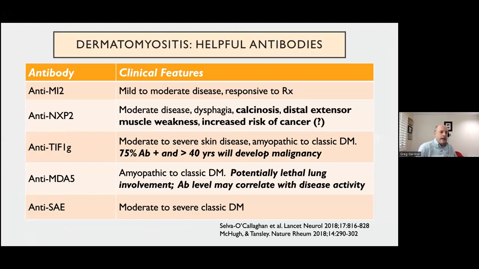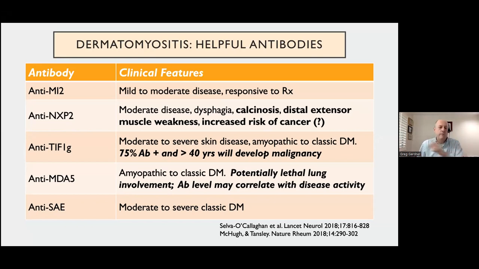All right, here's some antibodies. Again, just to keep in mind, the three that I want you to really remember are in the middle there. So the Mi2, you know, is part of the myositis panel and usually suggests milder disease. NXP2, you can get some distal weakness in these patients. You get calcinosis and you get increased risk of cancer.